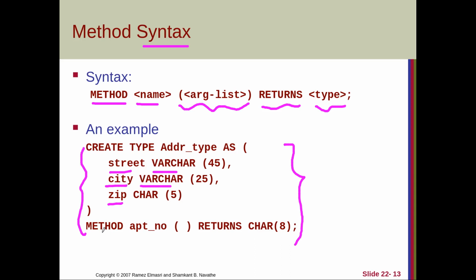Then I am going to declare one method, apt underscore no, without parameter. This is the method name without parameter, which returns a character char of 8 semicolon. Now it is clear, I think. A set of attributes and a method declaration forms an encapsulation in SQL 99.